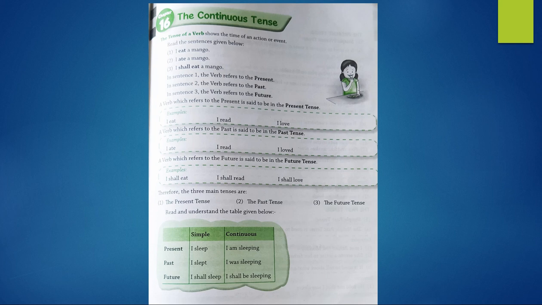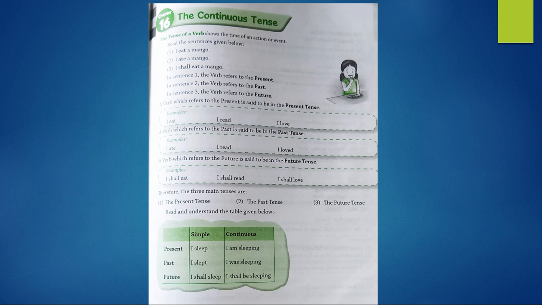So present tense form of the verb eat, past tense form of the verb ate, and future tense form of the verb shall eat. So a verb which refers to the present is said to be in the present tense. So examples have been given: I eat, I read, I love. But the verb which refers to the past, it is said to be in the past tense.